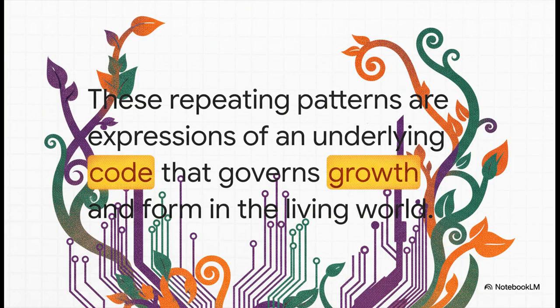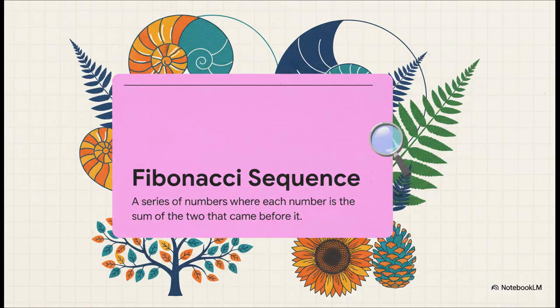They're basically expressions of an underlying code, like a quiet set of instructions that governs how life grows, how it takes its shape, and honestly, how it manages to be so beautiful. And this code? Well, it has a name, the Fibonacci sequence. The rule behind it is so simple, but what it creates is this incredible hidden structure that connects the smallest leaf to the largest shell. It's like they're all marching to the same silent numerical beat.